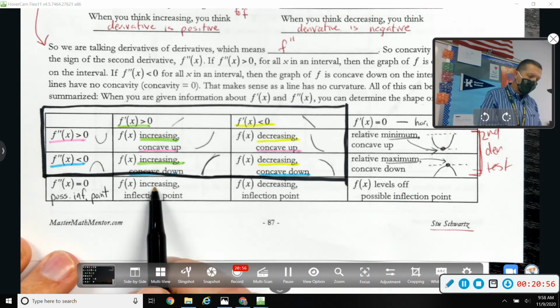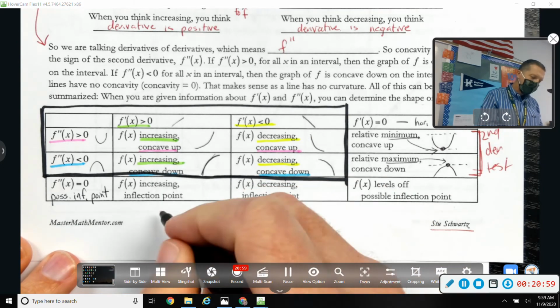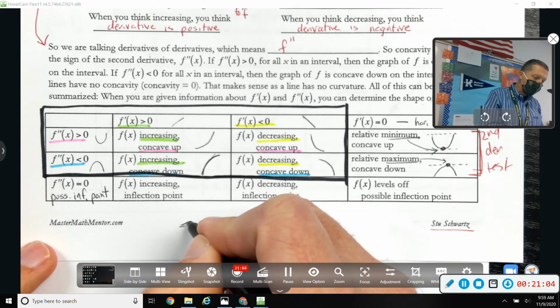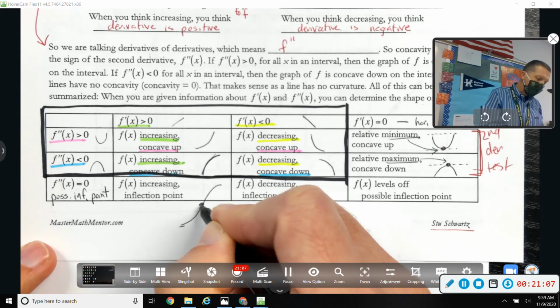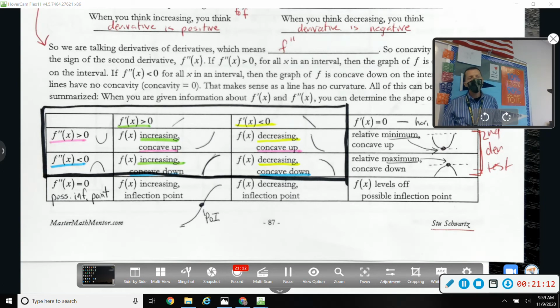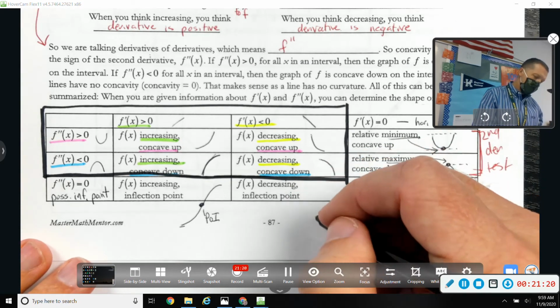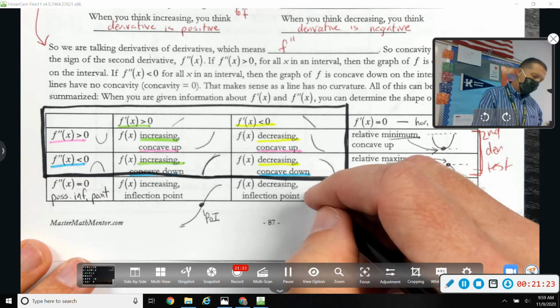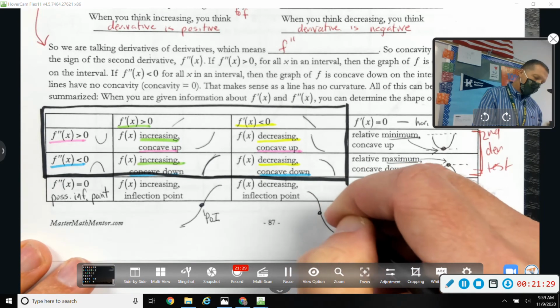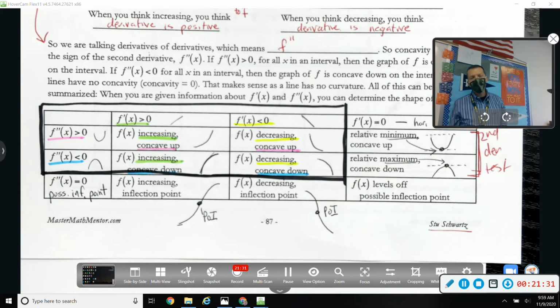So let's do an increasing function that changes concavity. This one's a little bit harder for you to draw probably until you've seen it a couple times. It's something like that. It's increasing, but it went from concave up to concave down. So there was a point of inflection there. And then you could do the same thing on this side. Decreasing all the way, but there's a change in concavity, so there's a point of inflection.